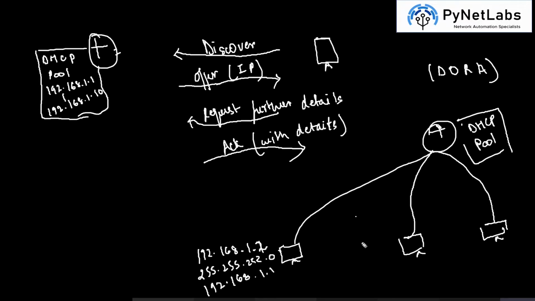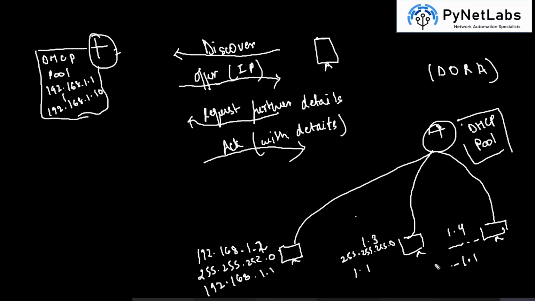Similarly, this device will get 1.3, then again the default subnet mask, and then we have the gateway IP, which is same 1.1. Then this will get 1.4, and similarly the subnet mask, then the gateway IP address, which is again 1.1. So is it clear to you guys how DHCP works?